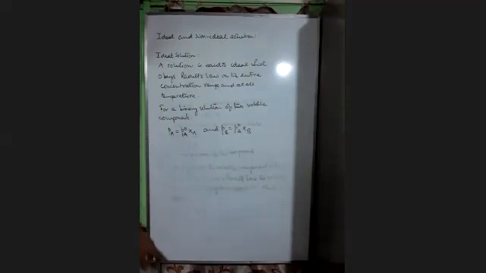Then again write a comma. χA and χB are the mole fraction of solvent and solute respectively.